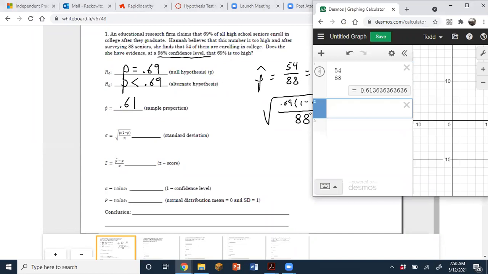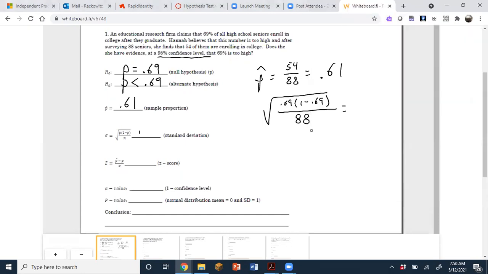So it's the square root, if you want to type it out, divided by, will give you that fraction, 0.69, 1 minus 0.69. You guys do see that calculator when I pull that up on the screen, right? Yeah. Okay, good. So 0.0493 is your standard deviation.